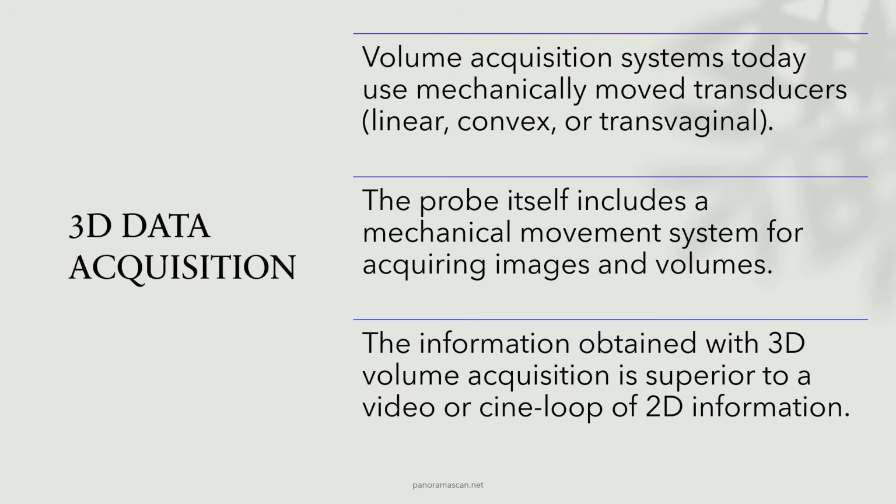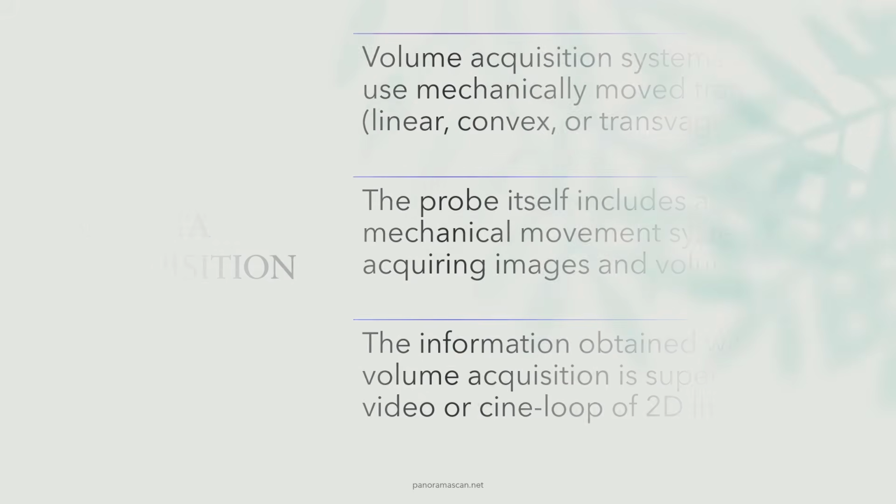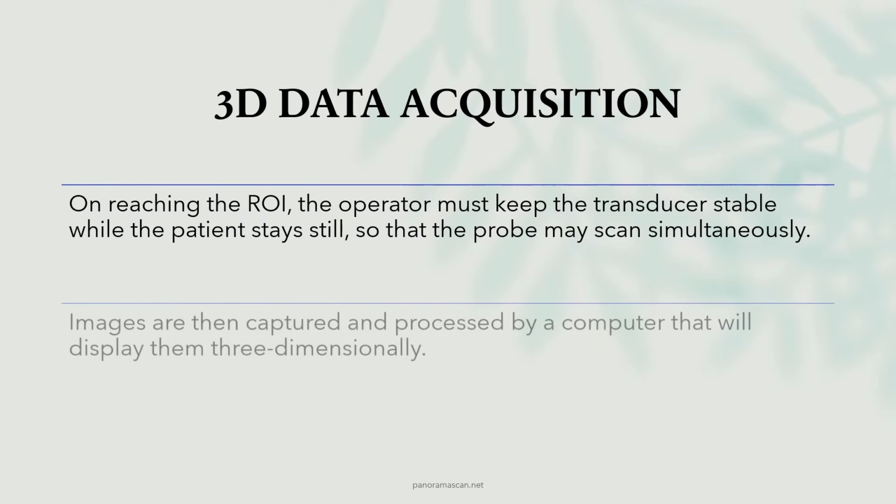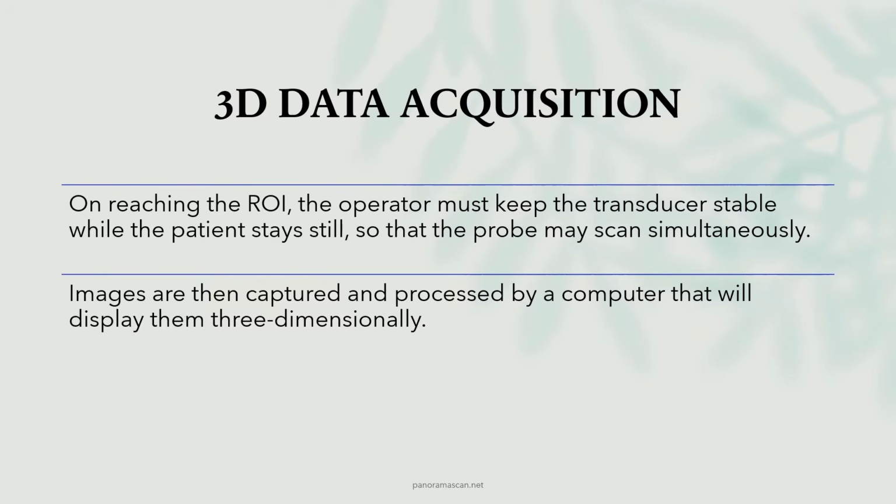The information obtained through 3D volume acquisition is vastly superior to a video or Cine loop of 2D information. It provides a more comprehensive and detailed view of the anatomy, enhancing diagnostic accuracy and visualization. On reaching the ROI, the operator must keep the transducer stable while the patient stays still, so that the probe may scan simultaneously. Images are then captured and processed by a computer that will display them three-dimensionally.